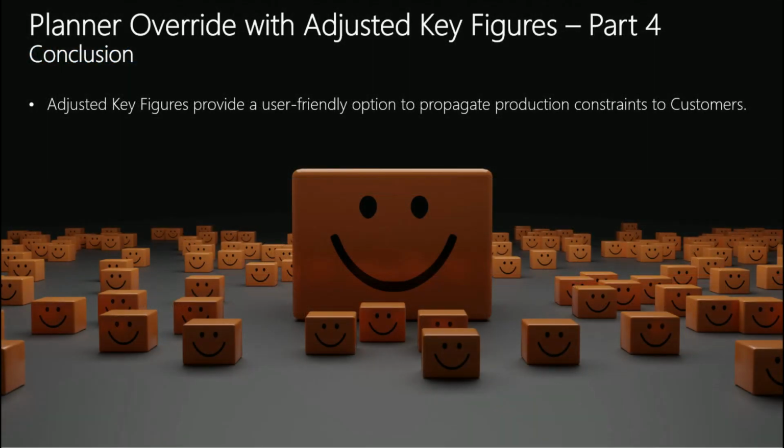In conclusion, adjusted key figures provide a user-friendly option for the transportation planners to communicate upstream production constraints to downstream DC locations. Account managers get to make delivery commitments to customers in a flexible manner irrespective of DC supply. This loose coupling across the network is very helpful to manage customer satisfaction by not sliding on commitments repeatedly, while continuing to push the upstream supply nodes to deliver product per customer request.